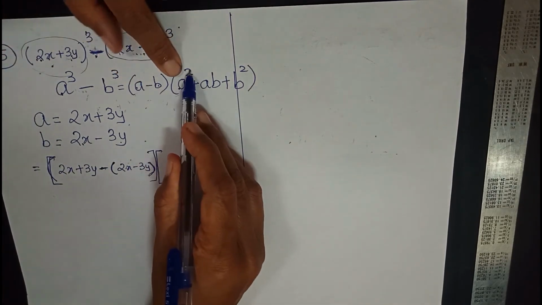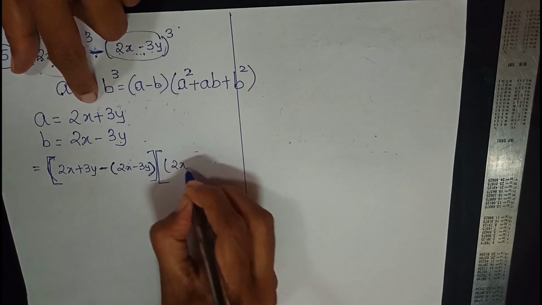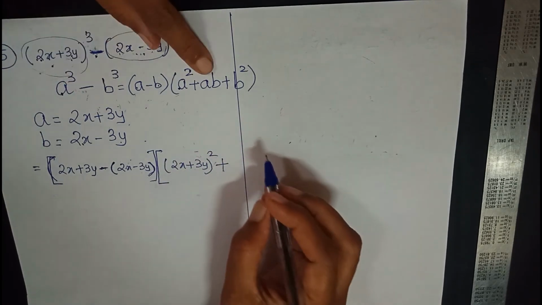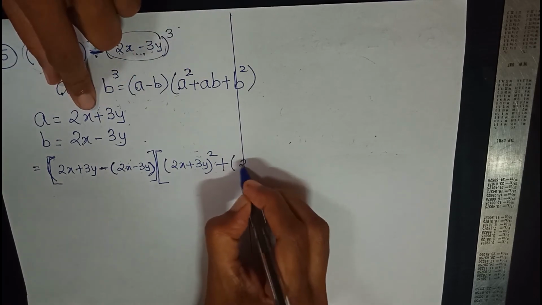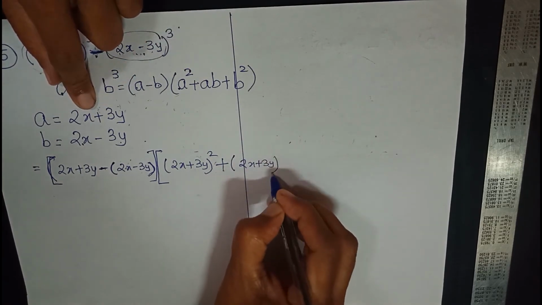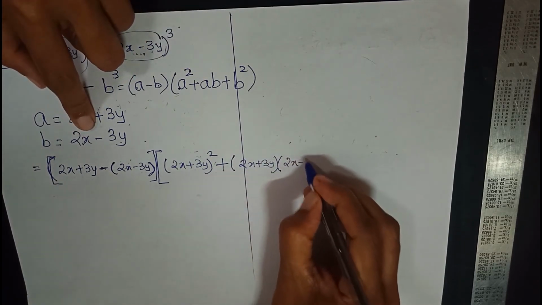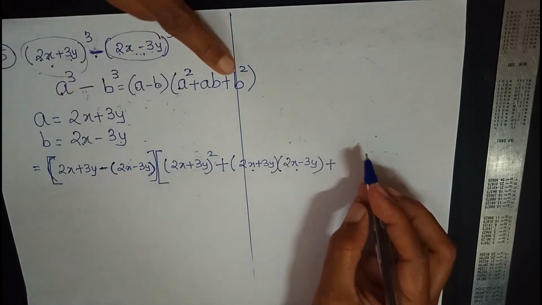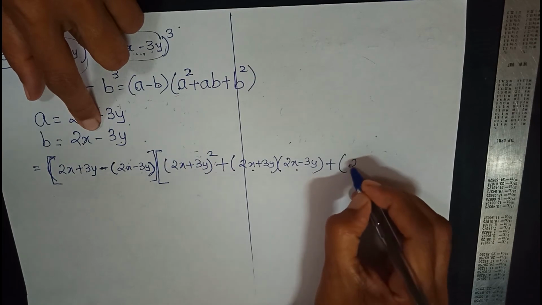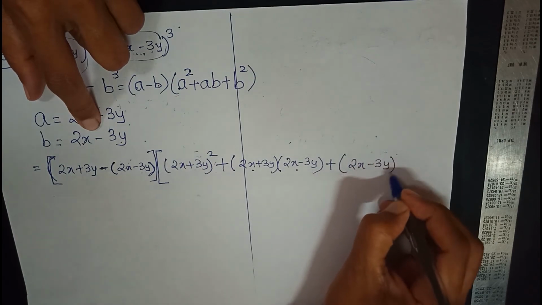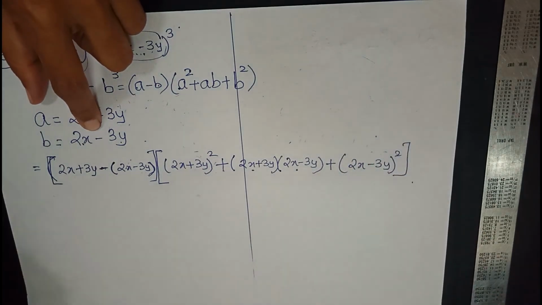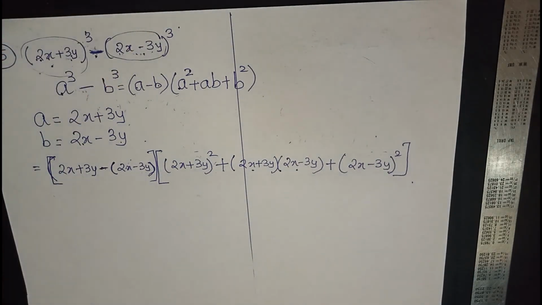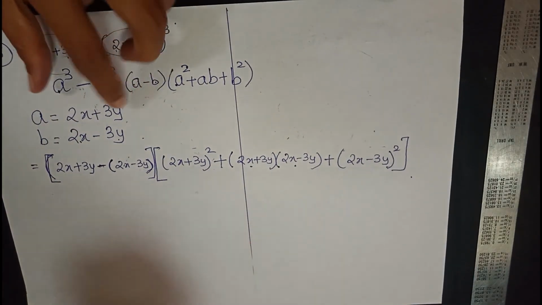Second bracket is A square. That means 2x plus 3y the whole square, plus AB. A is 2x plus 3y multiplied by 2x minus 3y. This is A into B, plus B square. B square is 2x minus 3y the whole square. So this is now the substitution in the formula. Now we will have to expand it.